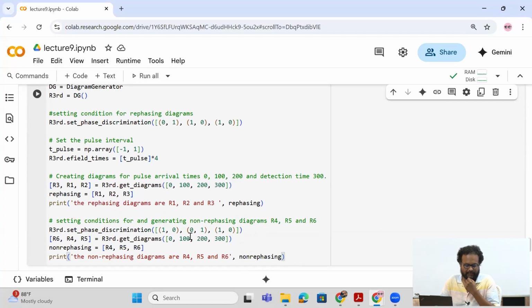Here, the only thing that we need to change for calculating non-rephasing is again the phase discrimination. In non-rephasing, you're going to go from ket, bra, and then ket, right? So that's what changes here. First interaction is from the ket, then the bra, then the ket. Again, same thing. You'll have three things, so I call them R4, R5, and R6, with 0, 100, 200, 300, and these are the replacement parameters. Let's run this. Hopefully, no problem.